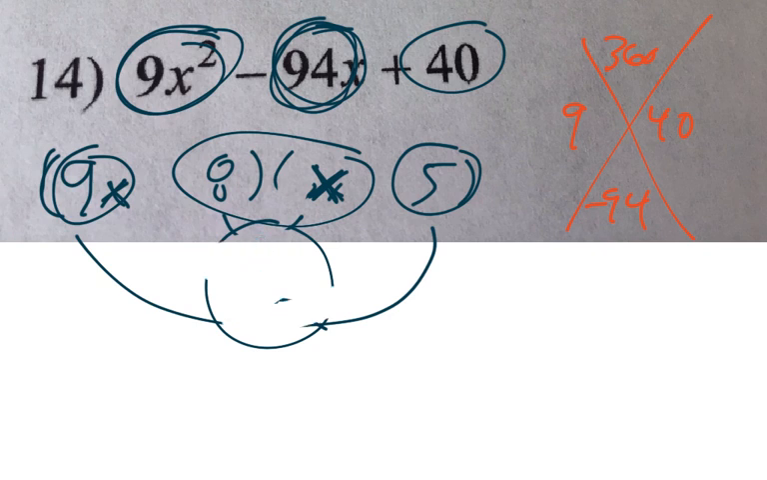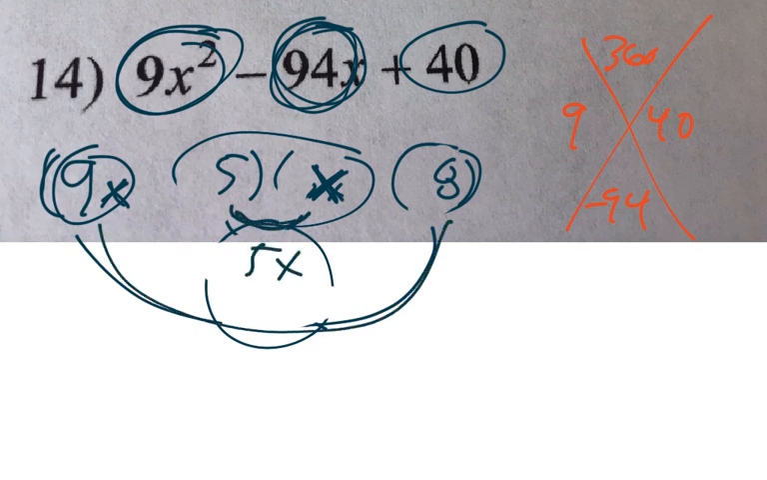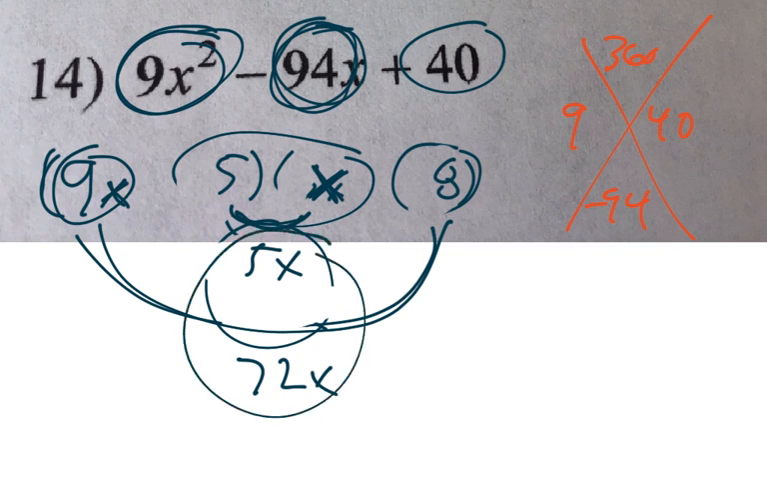Let's go ahead and switch the 8 and the 5. So I'm going to put the 8 here and the 5 here. Now here I get 5x, here I get 72x. That makes 77. It's still not as big as 94. What else can we do, guys?